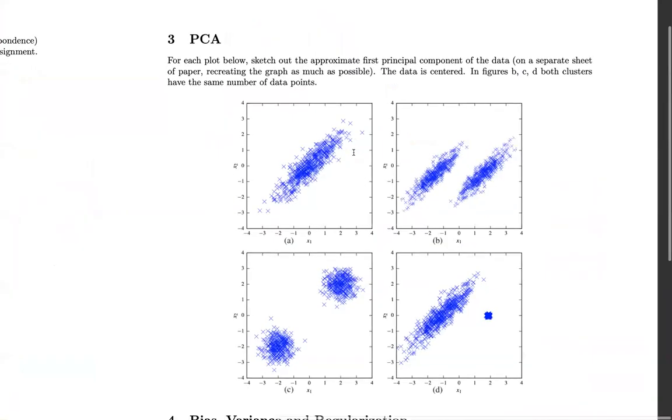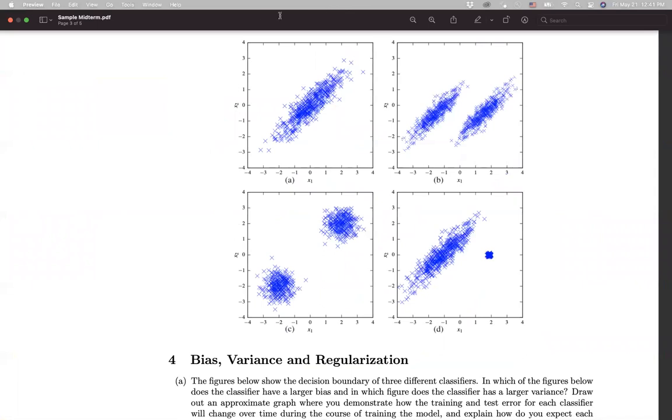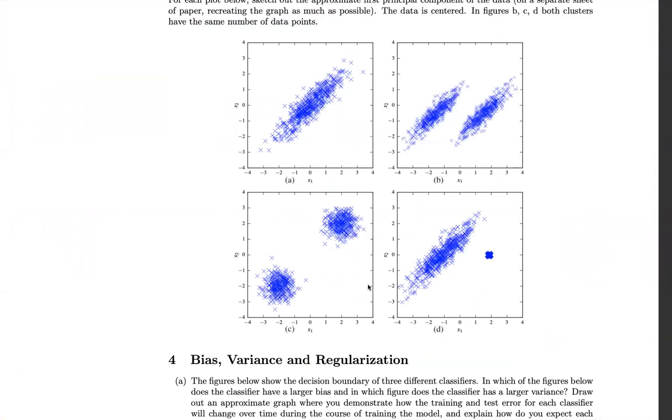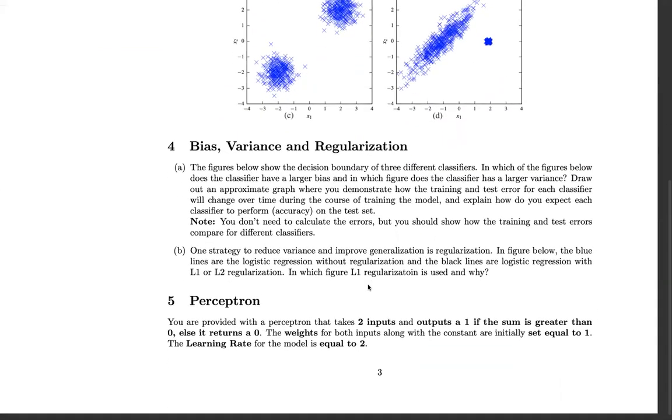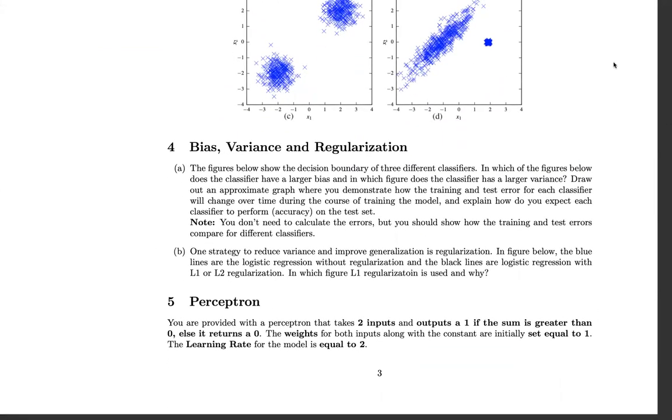Okay. So that is problem 3. And let me just pull up the chat here. Okay. So bias, variance, and regularization. Okay, I'll give you guys a second to read this.